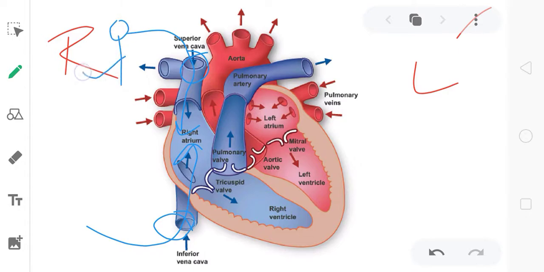This is a representation of the body. So through the superior vena cava and inferior vena cava, the blood from the body, the deoxygenated, poorly oxygenated blood, comes to the right atrium, and through the tricuspid valve it goes to the right ventricle, and through the pulmonary valve, through the pulmonary artery, the deoxygenated blood goes to the lungs. These are the two lungs.